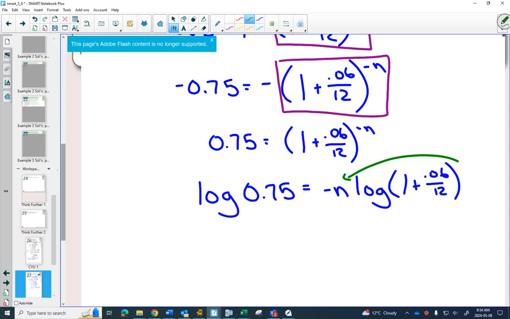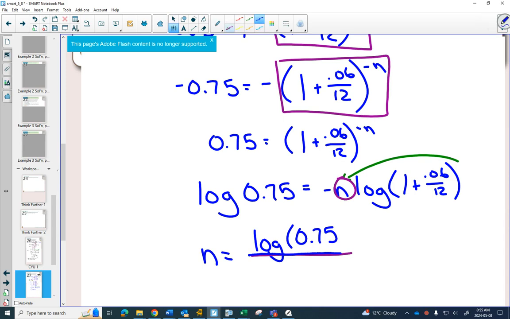Because you did 2 log laws. You took the log of both sides, that's worth 1 mark. Then you brought the exponent out in front, which is a log law. Every time you use a log law, you get a mark, as long as you use it properly. If you make up log laws, oh, disaster. Don't make up math rules. Usually doesn't end well. So, we've got our n out in front. Now I can get n by itself. It's going to be log of 0.75. I want to get this n by itself, so what do I have to divide by? I need to divide by the negative and the log of 1 plus 0.06 divided by 12.